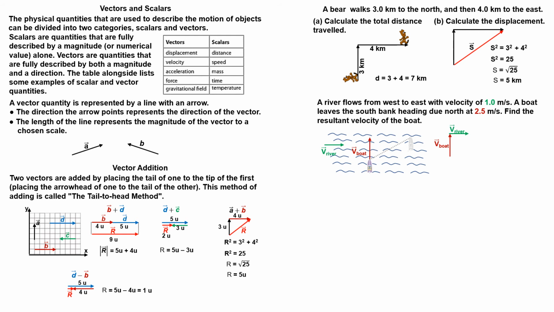Its total velocity relative to the shore is the sum of its velocity relative to the river plus the velocity of the river relative to the shore. In order to find the resultant velocity, we will use the tail-to-head method. Pay attention.